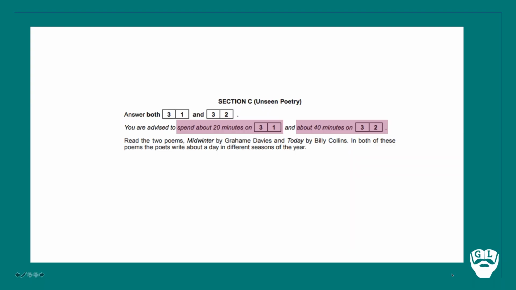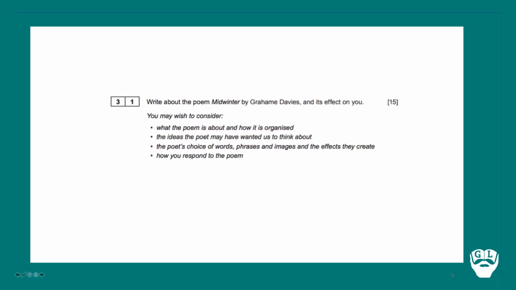Read the 2 poems, Midwinter by Graham Davies and Today by Billy Collins. In both of these poems, the poets write about a day in different seasons of the year. So we have our comparison, and we have our theme. That'll be at the very top of the question itself, and you want to remember that, folks. That's really, really important.